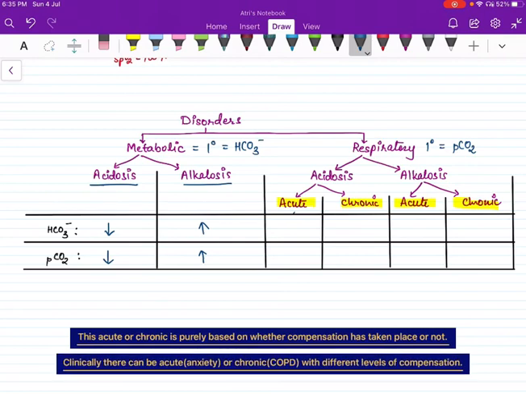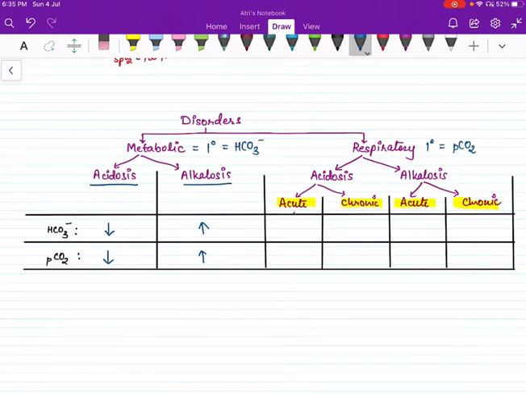So why are metabolic disorders not also classified into acute or chronic? Because compensation of metabolic disorders is by altering our PCO2 levels, by altering our respiratory rate, which can be done very rapidly, within a matter of minutes, even seconds. While on the other hand, the compensation for respiratory disorders is by increasing or decreasing bicarbonate levels by the kidney, which may take some time.